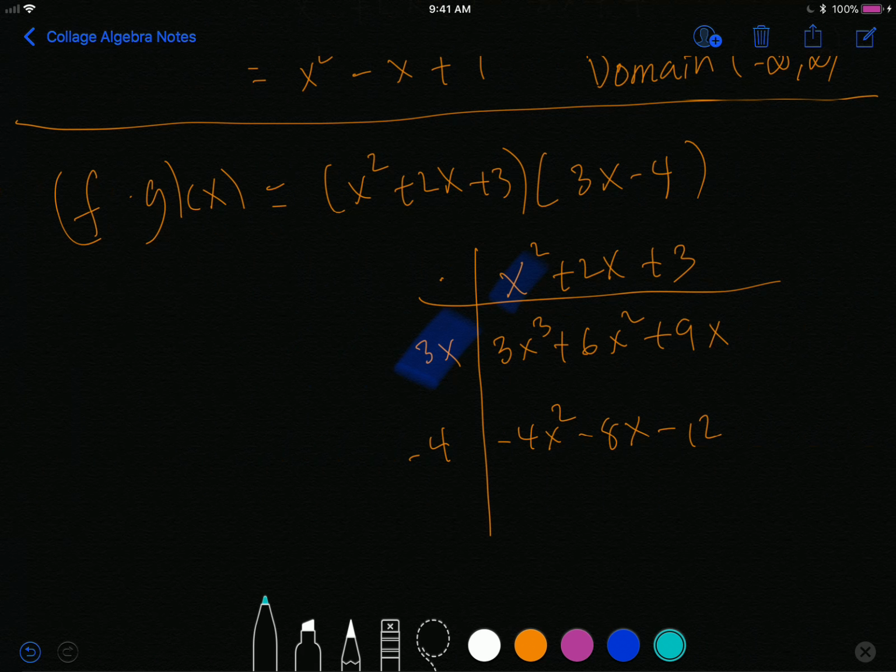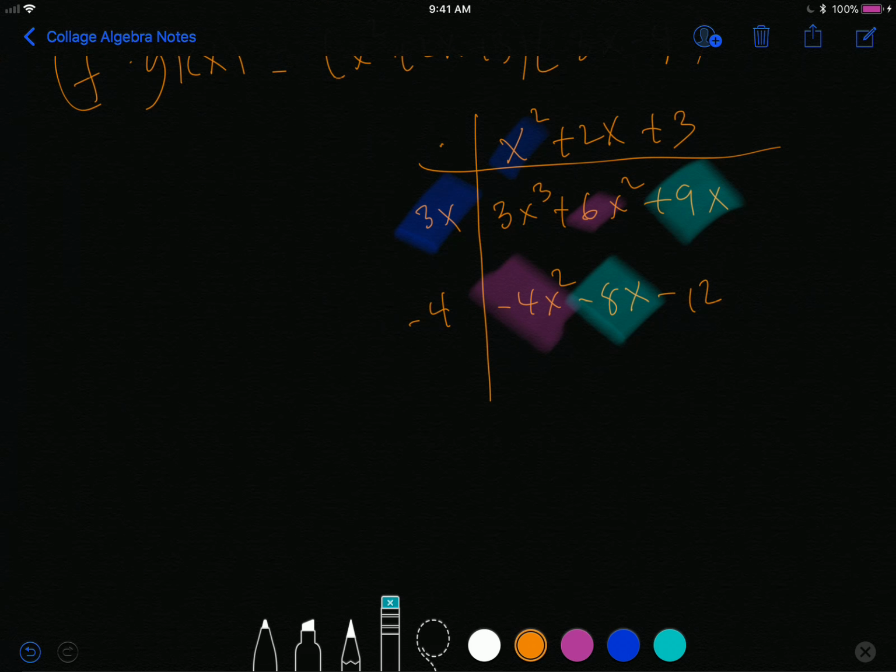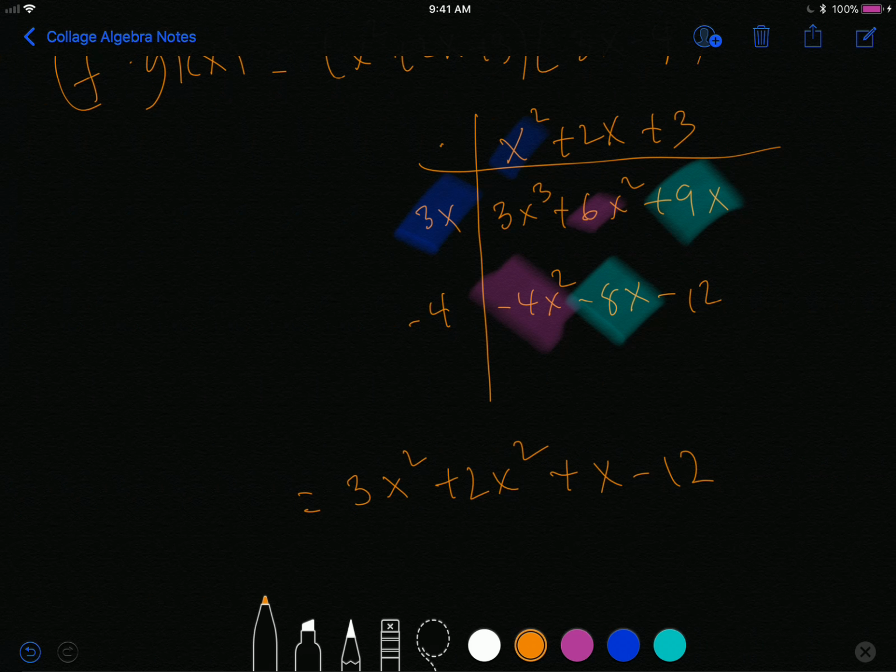And then if you look very carefully, you'll notice that these two are like terms, and these two are like terms. And so my answer, after grouping like terms, will be 3x cubed. 6x squared minus 4x squared is plus 2x squared. 9x minus 8x is just 1x, and then minus 12. That's my answer. And of course, my domain here is all real numbers.